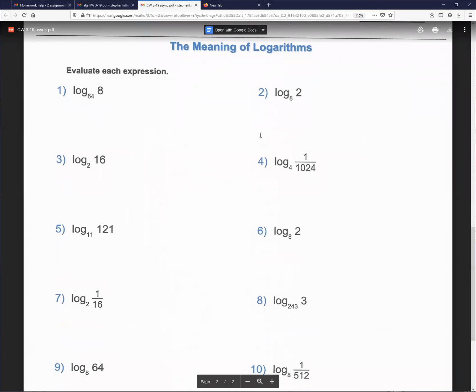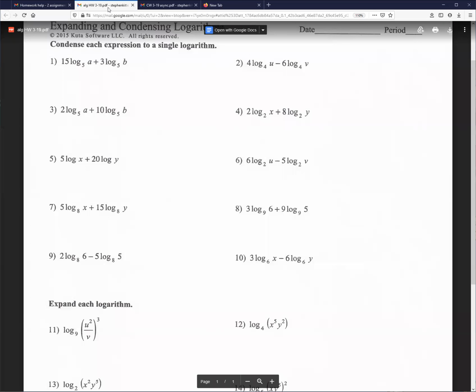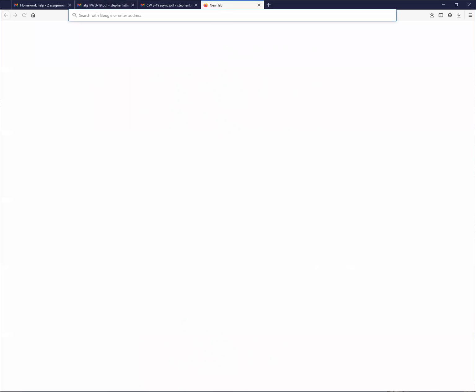Now, I do have a second worksheet here we're going to talk about. And this one is a bit harder. So we need to address what the heck is going on here where it says condense. So we need to talk about log properties. Log properties are very difficult to get used to. Logarithm properties. So there are 3 main log properties.